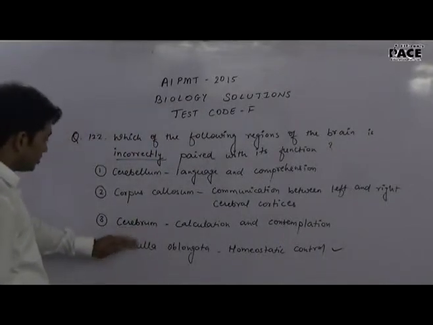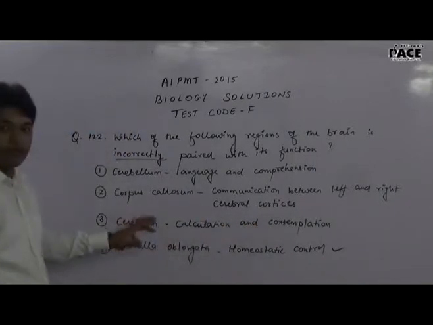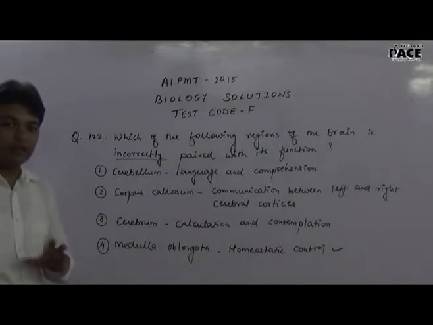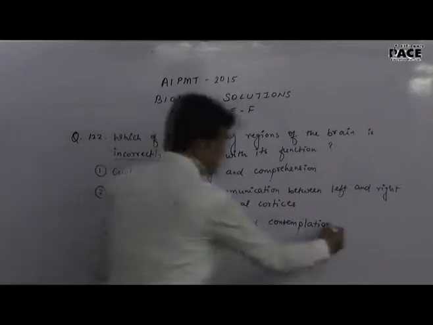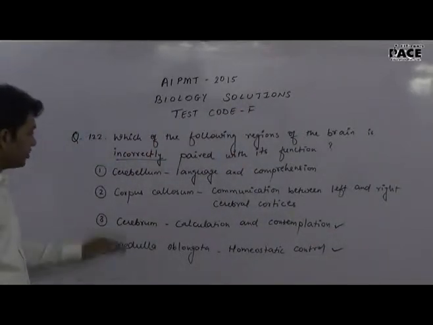The third option says cerebrum controls calculation and contemplation. Children, always remember all the intelligence related functions, the memory related functions are taken care of by cerebrum, the four lobes of cerebrum, and hence this is also correct.